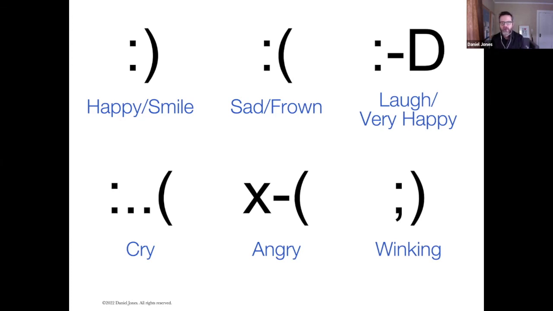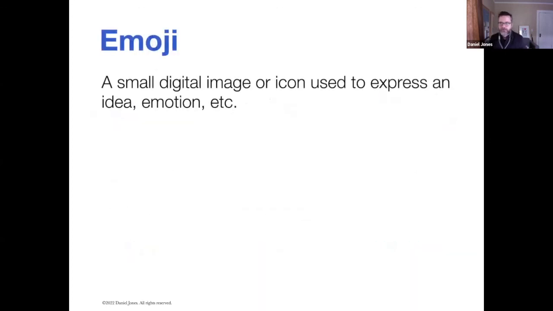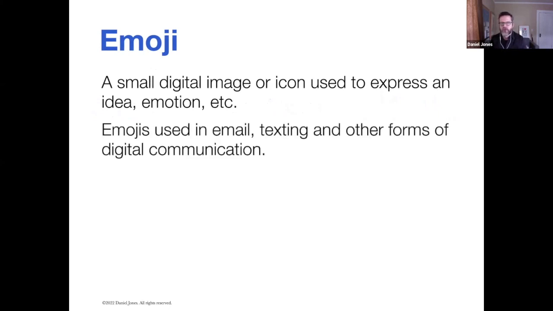If I'm saying to you, "Oh, I really loved your birthday party. I had such a great time," I might add this at the end. So these are emoticons. Emojis do the same thing. The difference is an emoji is an actual image. It's not made from a keystroke on your keyboard. It's a small digital image or symbol used to express an emotion or an idea.